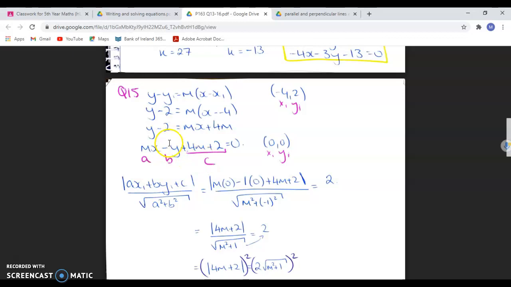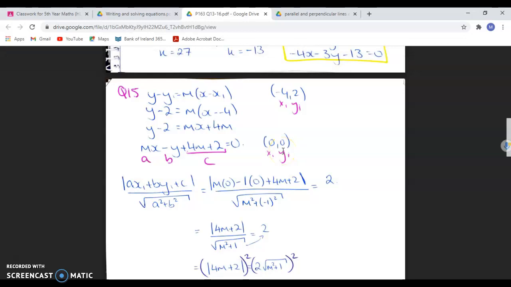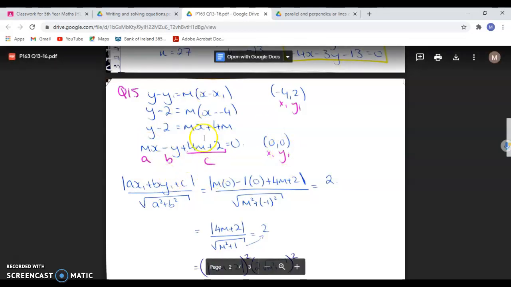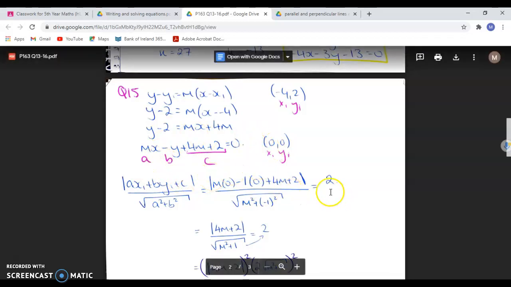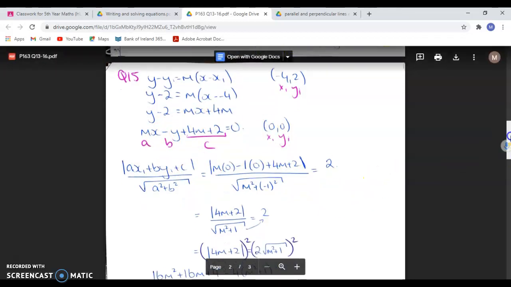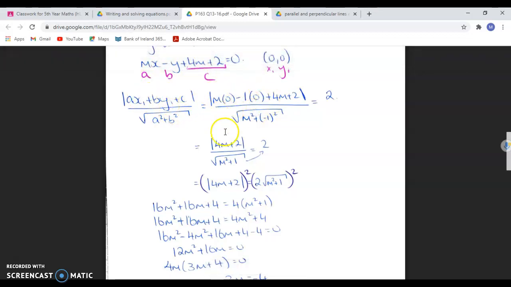Really I should have a 1 in there for my b, isn't it? And then I'm told, hence find the equation of the two lines through that point, so they'll be in that form, whose perpendicular distance from the origin, so my point is 0, 0, is 2. Okay, so off we go, the same as the last time, subbing in your a, b and c. So that was my m, my -1, and my 4m plus 2, and my x1, y1 are 0, 0, and you're just working that out.